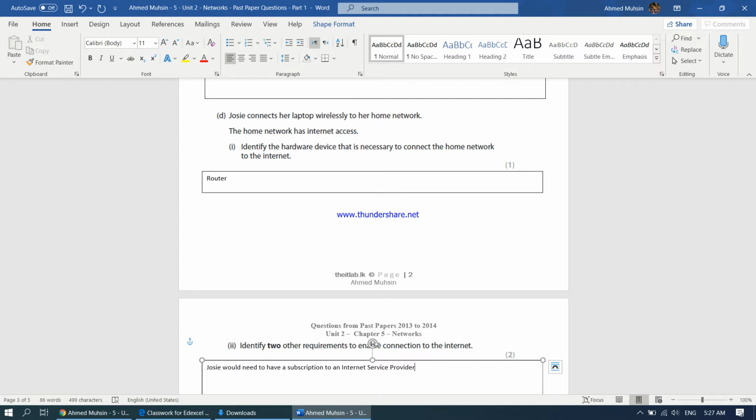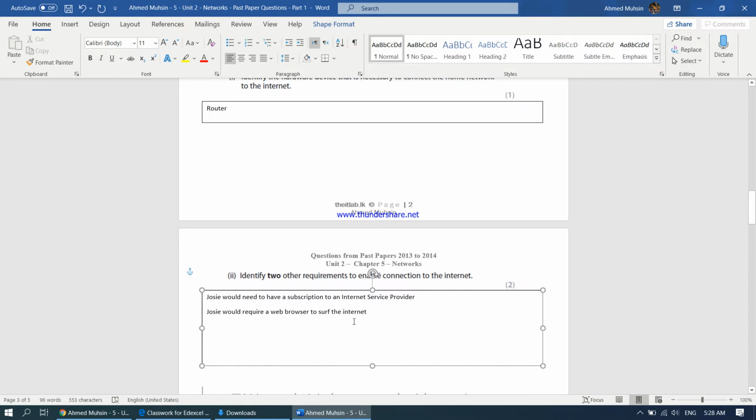Okay, so once she is connected to the internet, in order to surf the internet, she would, for example, require a web browser. And we want to say Josie would require a web browser to surf the internet. This is something else that can be mentioned as well. You can also mention that her devices would require a network interface card in order to connect to the router. That's another requirement that can be mentioned over here.